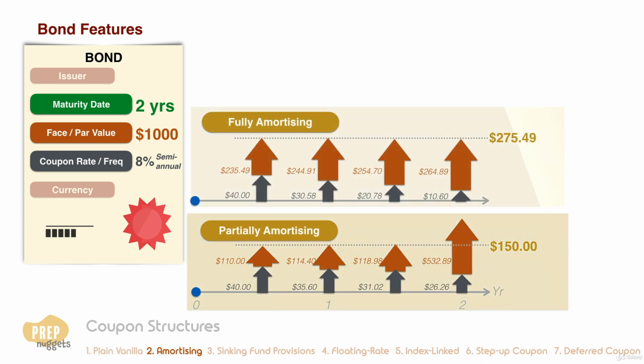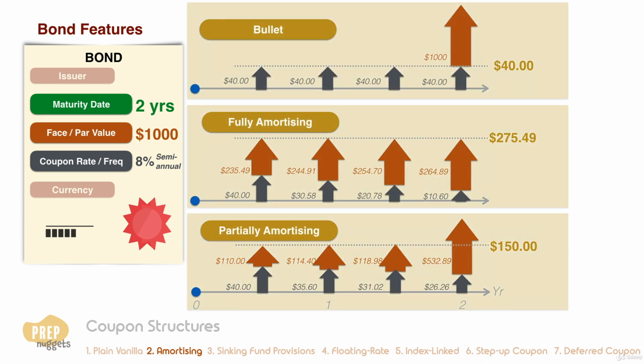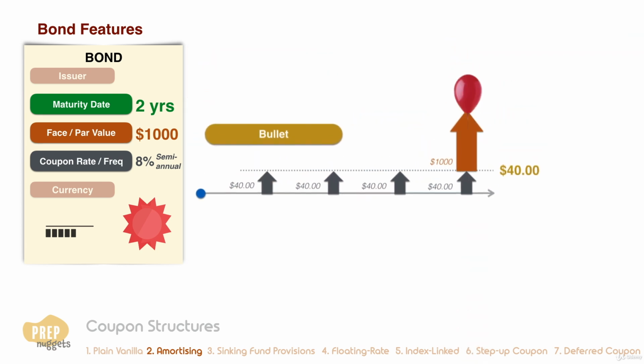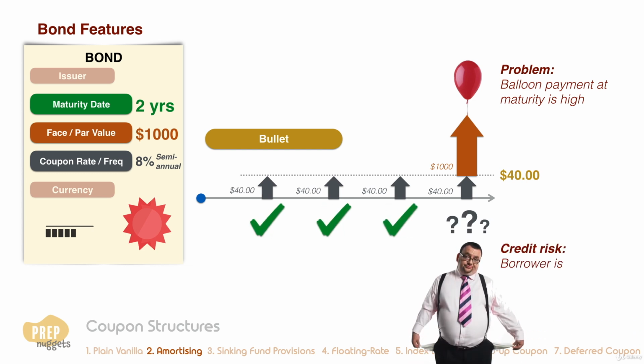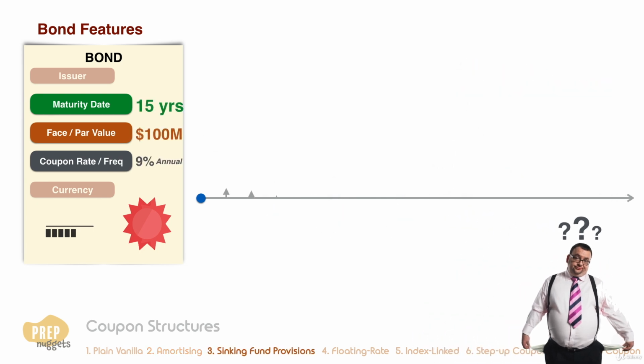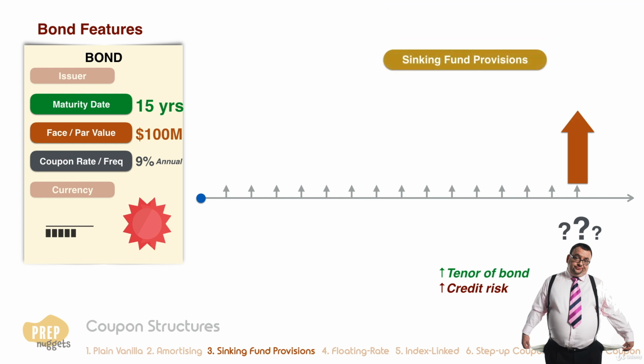Out of these three fixed payout bonds, the bullet structure is by far the most common. However, one issue with bullets is that the balloon payment at maturity is much higher than the periodic interest payments. This exposes the bondholder to a higher level of credit risk. The credit risk is simply the risk that the borrower has insufficient funds to pay its obligations. For bonds with longer maturity, the credit risk is higher. This is because the longer the time frame, the higher the chances of something going wrong with the finances of the issuer. To make long-dated bonds more attractive to investors, bond issuers can include sinking fund provisions.